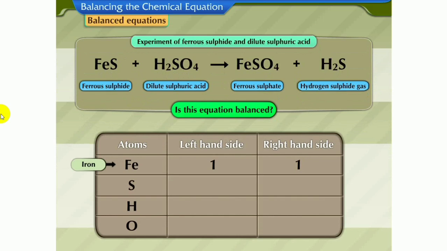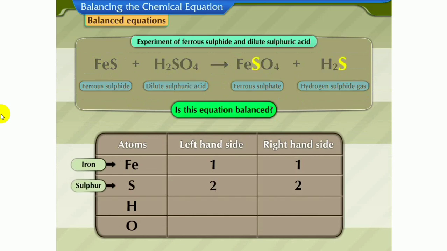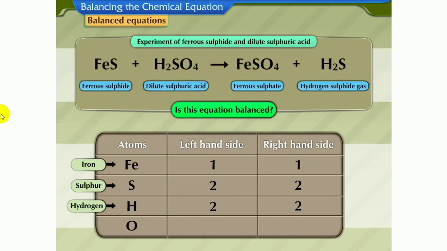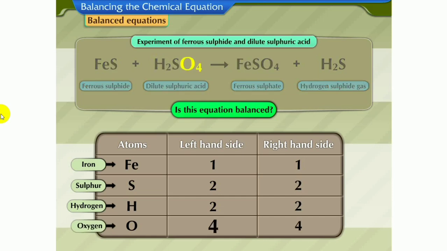There is 1 atom of iron on the left-hand side and the right-hand side of the equation. There are 2 atoms of sulfur on the right-hand side and the left-hand side. There are 2 hydrogen atoms on the left-hand side and the right-hand side. And there are 4 oxygen atoms on the left-hand side and the right-hand side. The number of atoms of each element on the left-hand side is equal to the number of atoms of each element on the right-hand side. Hence, this equation is balanced. Now let us understand the steps involved in balancing an unbalanced chemical equation.